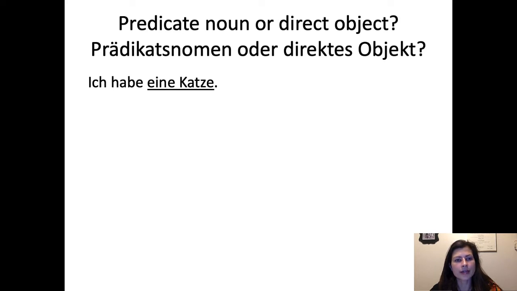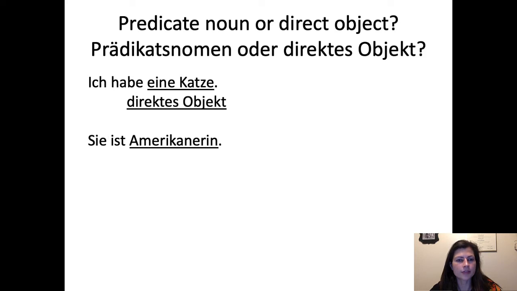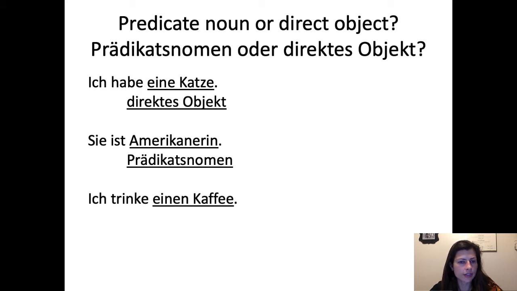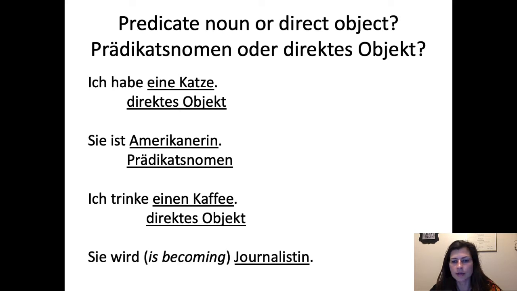Yeah. So let's review the predicate nouns because these can certainly be tricky. "Ich habe eine Katze." So that's a direct object, just like we have been looking at. But "Sie ist Amerikanerin" is not a direct object. That's a predicate noun. Prädikatsnomen, predicate noun. So let's try this one. "Ich trinke einen Kaffee." I drink a coffee. That's a direct object, just like we've been doing, right? So sometimes we get a predicate noun. Sometimes we get a direct object. This one is going to be a predicate noun. "Sie wird Journalistin." She is becoming a journalist, predicate noun.